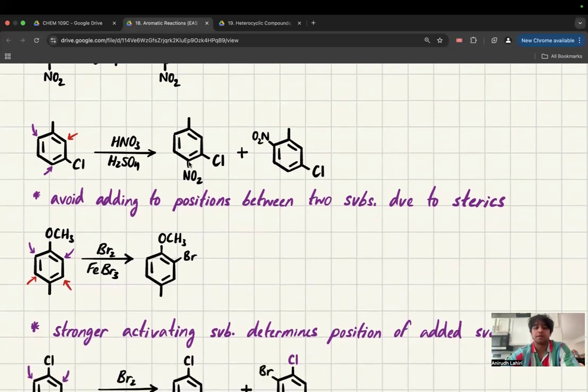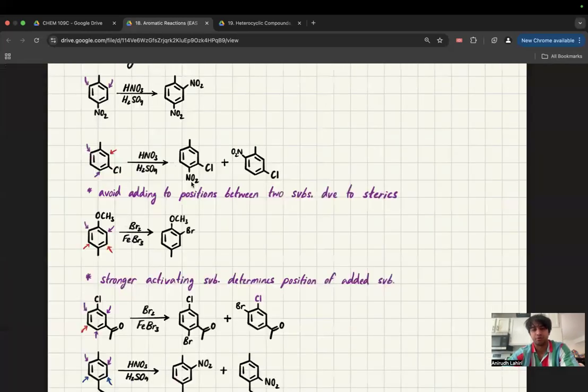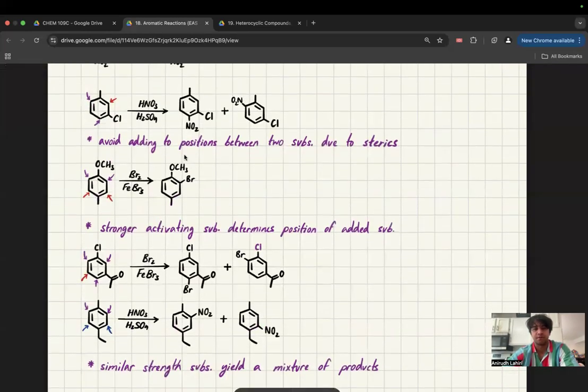And sorry, we just would not put it here. You'd get a pretty good mix of these products, I think. I want to say that you get more of this. I think there's some electronic effects that chlorine will have, but for the purposes of what we've learned so far, it's sufficient to say 50-50.